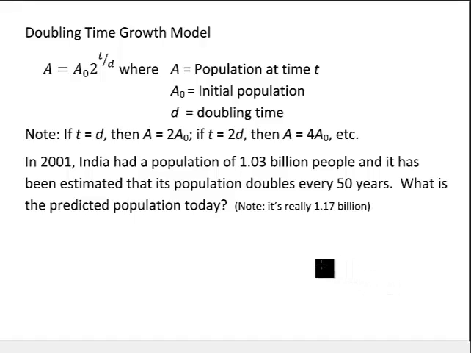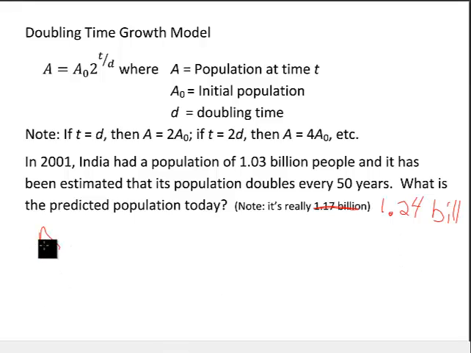So first of all, in 2001, India had a population of 1.03 billion people, and it has been estimated that its population doubles every 50 years. So what is the predicted population today? I looked up what Google says the population today is. This is an old example, so it's no longer 1.17 billion, it's 1.24 billion. Okay, so we'll see what the model does compared to that.